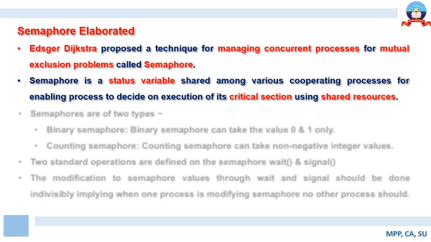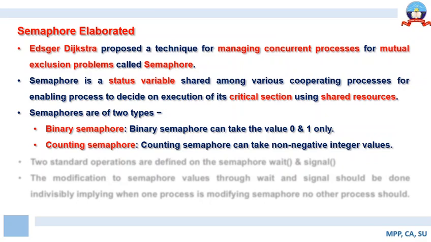Now semaphores can be of two types. The first type is called a binary semaphore. The second type is the counting semaphore. Each of these types of semaphores has its own specific use. A binary semaphore, as the name says, is a semaphore that can have only two values, either 0 or 1. Whereas a counting semaphore is a semaphore that can have any non-negative integer value.